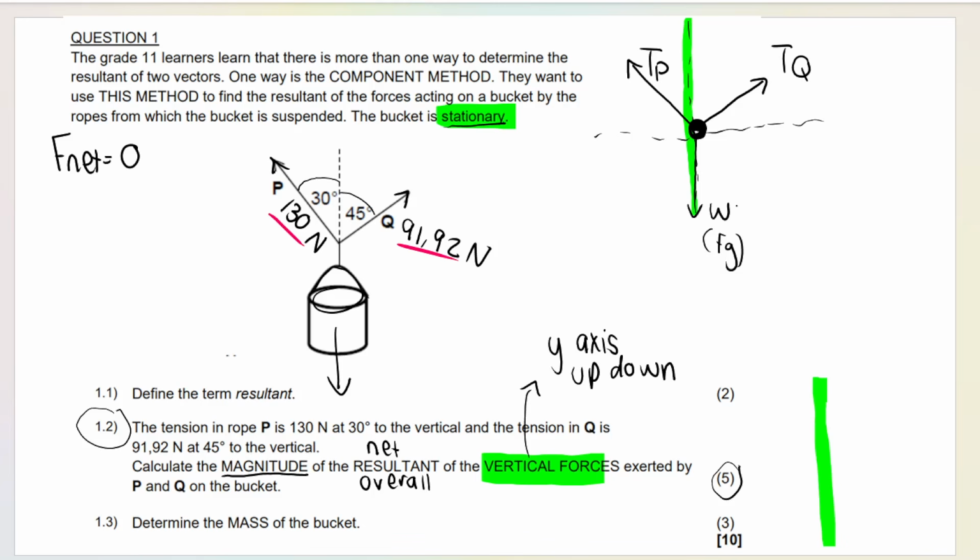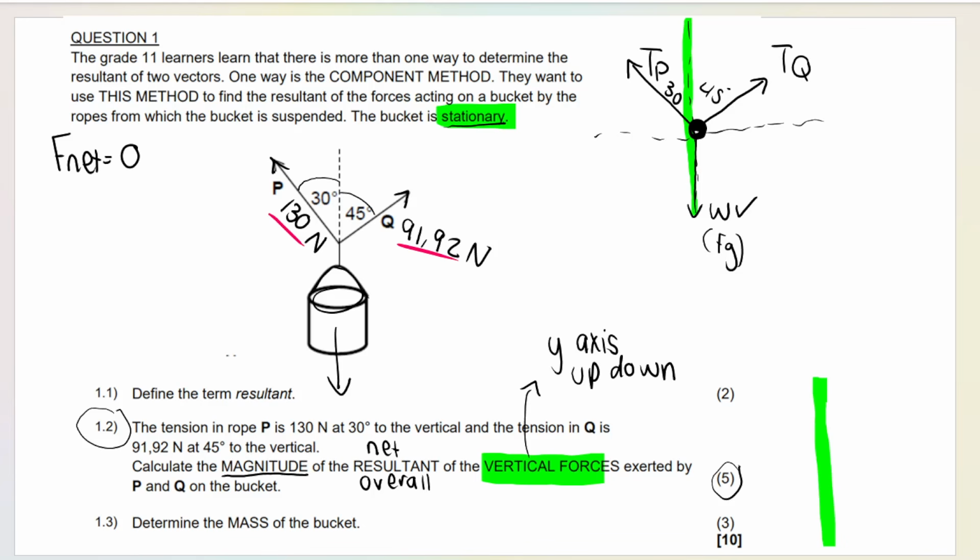You'll tell me weight, and then you're definitely correct because it acts straight down. And then you'll say, okay, that's it. Well, some of you will at least. That's not true, because remember, although tension, this tension in P, that's a 30-degree angle, and this tension in Q, that's a 45-degree angle, they're acting at an angle, which means, I hope you remember what that means. It means that they have X and Y components.